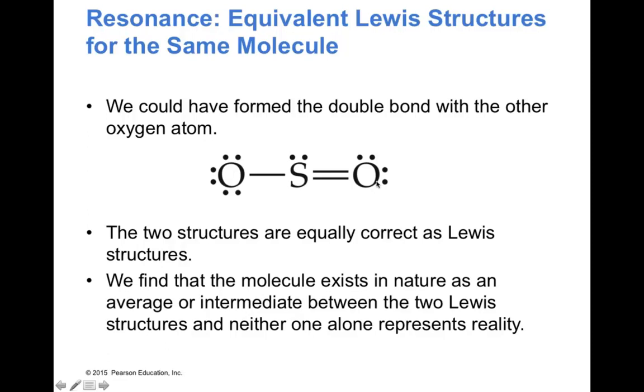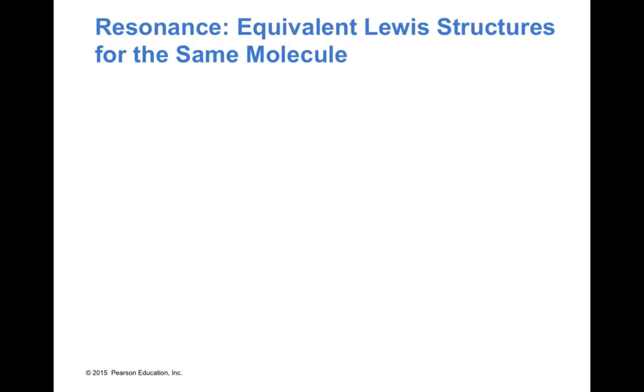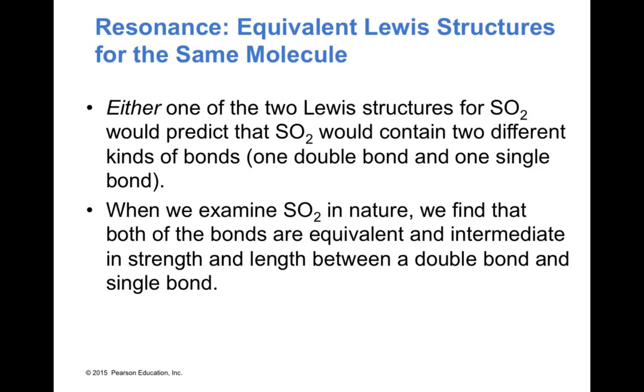So we find that the molecule exists in nature as an average or intermediate between the 2 Lewis structures, and neither one alone represents reality. So both of them are called resonance structures for SO2. Either one of the two Lewis structures for SO2 would predict that SO2 would contain two different kinds of bonds, one double bond and one single bond.